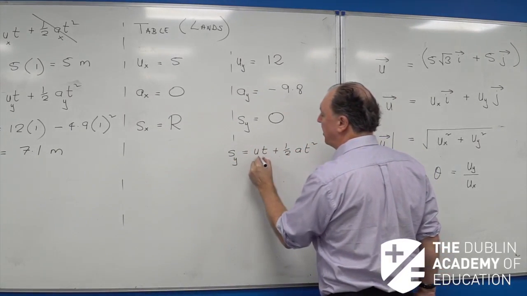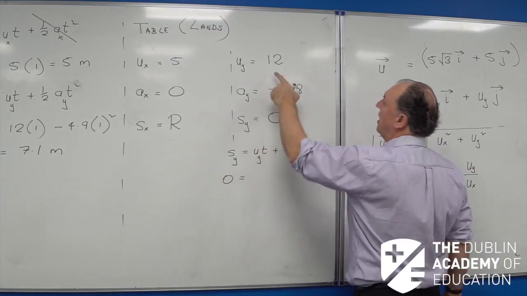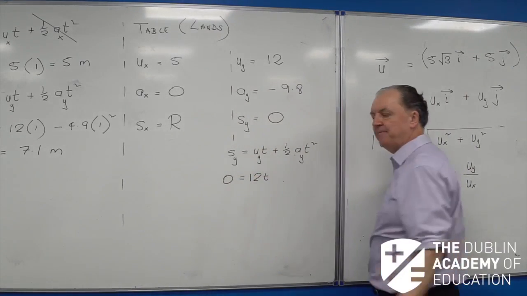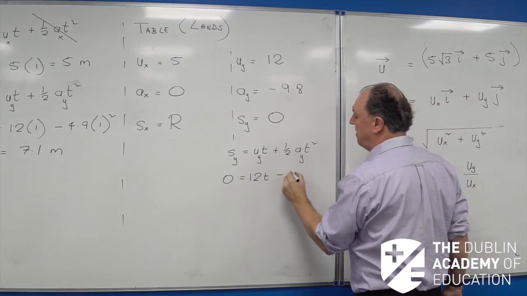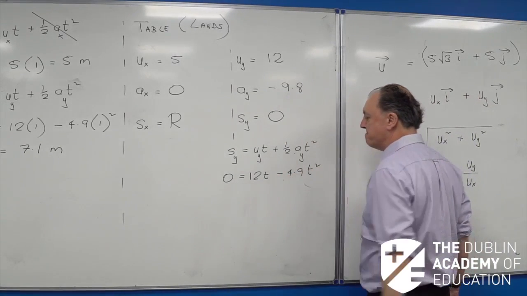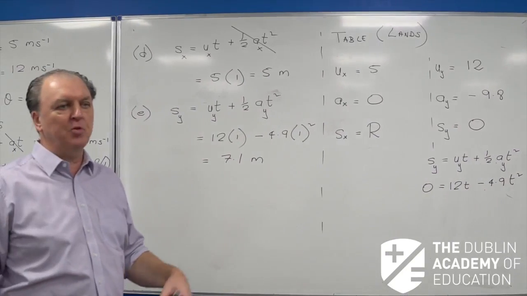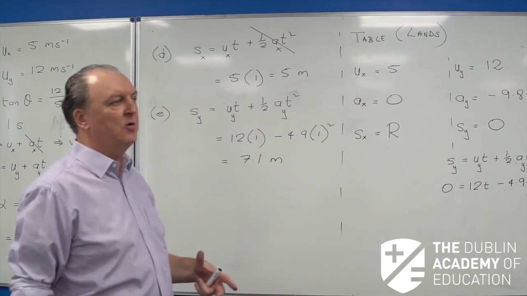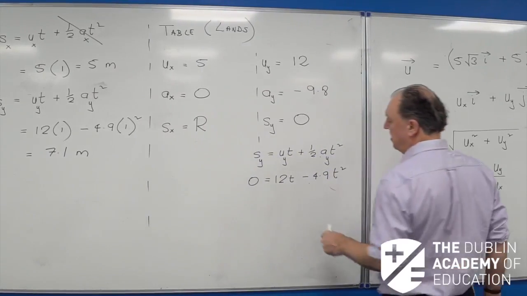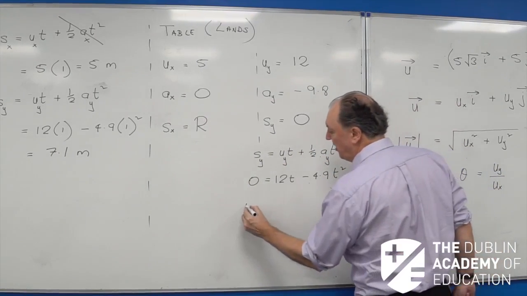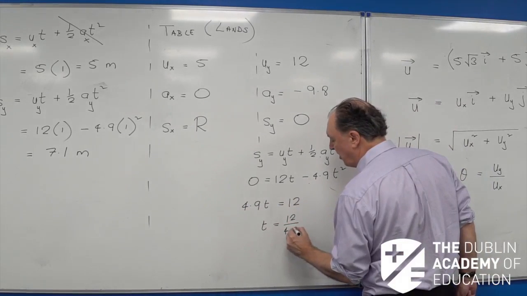And I'm going to apply that in the y direction. 0 equals uy, 12, by t, that's the time of flight that we're trying to find, plus a half ay, that's a half of minus 9.8, that's minus 4.9, t squared. There's a quadratic in t. Now I said yesterday you can divide across by the variable t, because one of the answers is a trivial answer: time is equal to 0, that's at launch, where Sy is also equal to 0. So you can divide across by t, and then you can jump that term to the left. So I get 4.9t is equal to 12, and t is equal to 12 divided by 4.9.